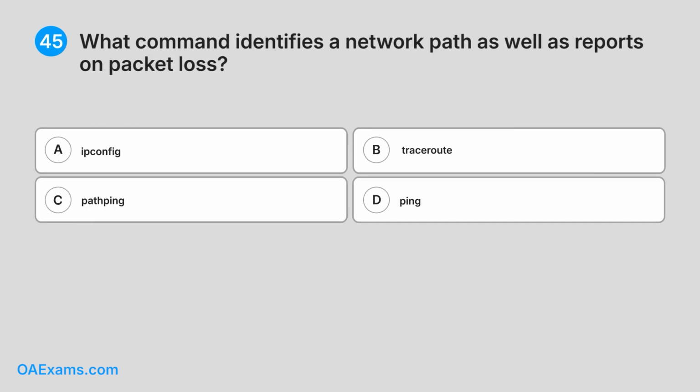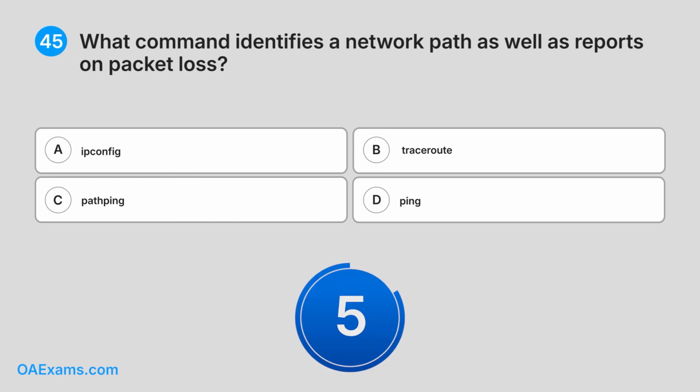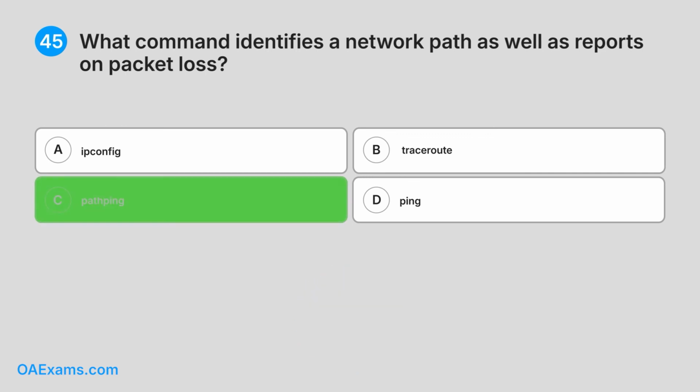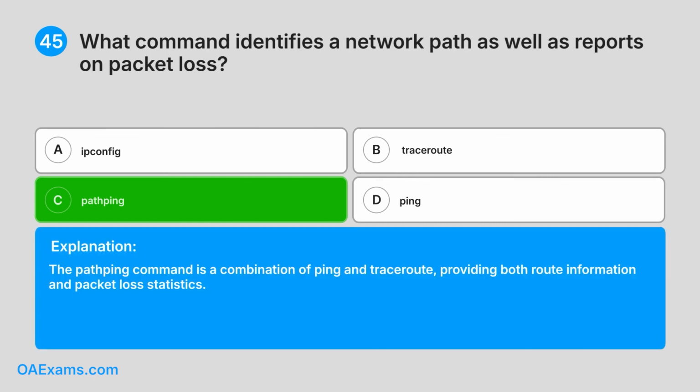45. What command identifies a network path as well as reports on packet loss? A. ipconfig. B. traceroute. C. pathping. D. ping. Can you guess the answer? Correct answer. C. Pathping. Explanation. The pathping command is a combination of ping and traceroute, providing both route information and packet loss statistics.